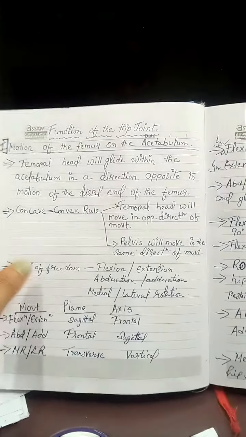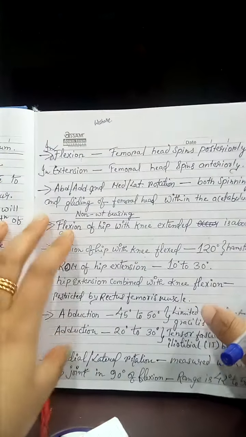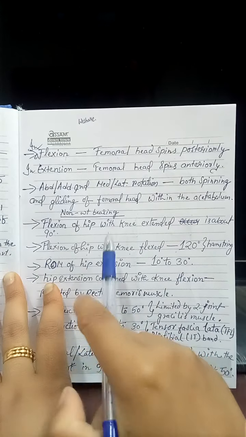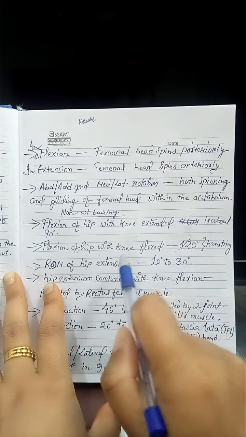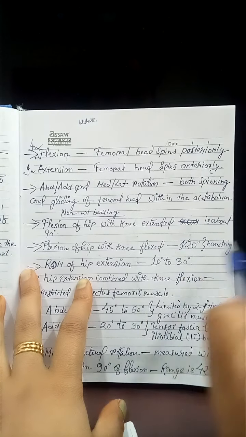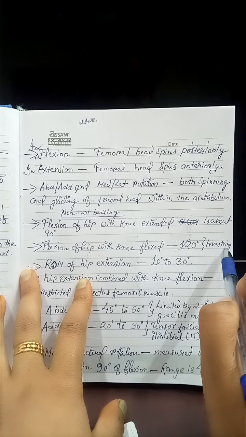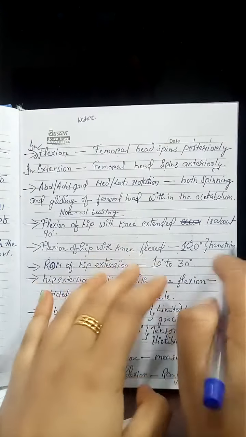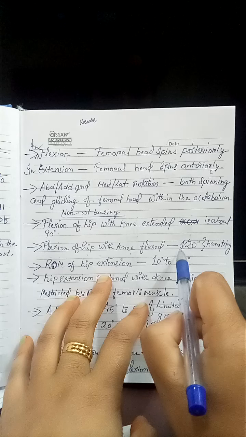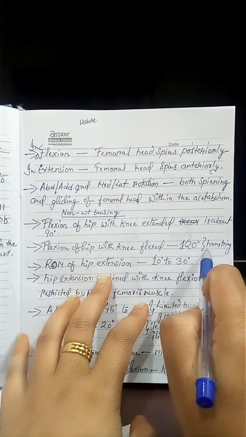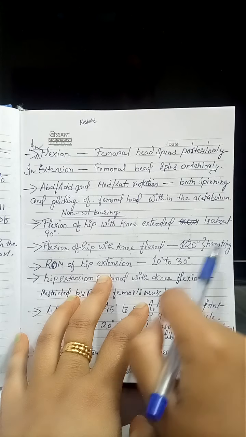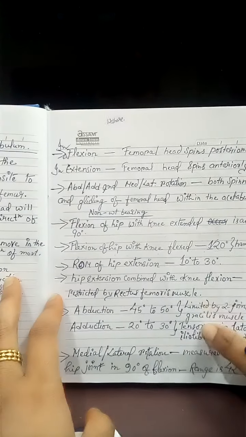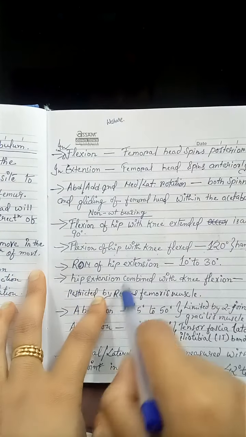Okay, why 120 degrees? Why is the range increased here? Because when we flex the knee, the passive tension in the hamstring muscle is released. So that's why the person is able to do more flexion, and that's why the range is more. The hamstring is present on the posterior compartment of our thigh, the hamstring muscle.